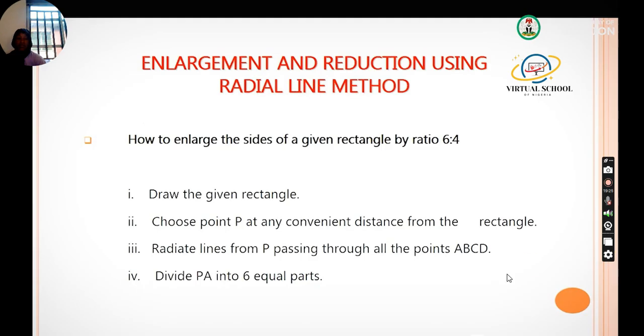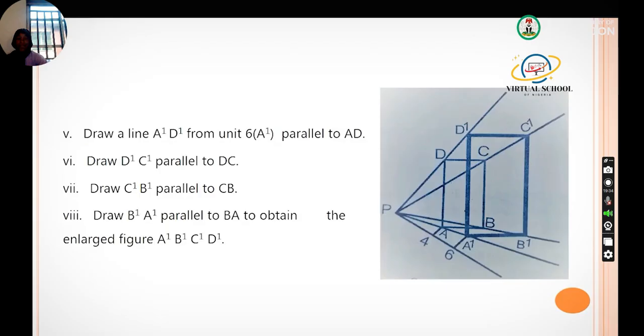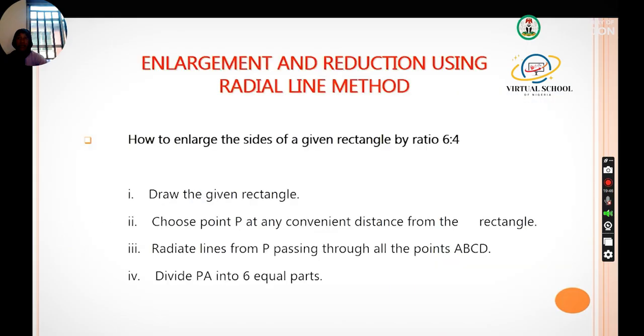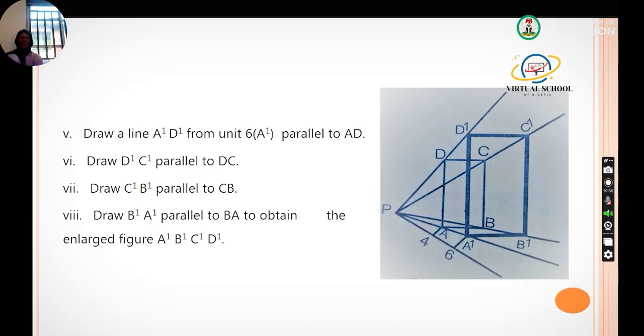Now, how do we enlarge and reduce using a radial method? So the first thing you need to do is to draw the given rectangle from the image. You need to work with the image. Now, any question being given to you will be accompanied with images to help you achieve your task. Now, draw the given rectangle. Choose point P, very similar to the one we did earlier. Choose point P at any convenient distance from the rectangle. So we chose that point P. It is very, very similar to what we did earlier.